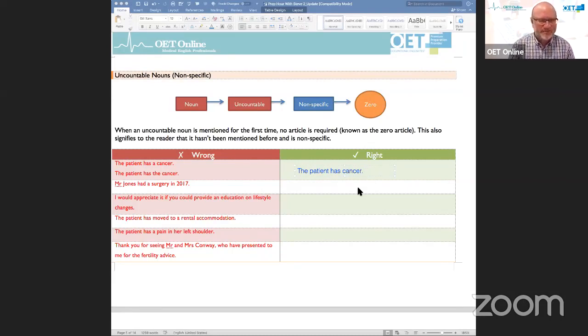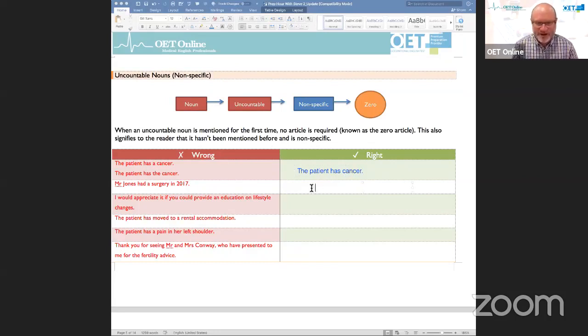What's the issue here? Mr. Jones had a surgery in 2017. I see that written a lot, but it's incorrect. I would appreciate if you can provide an education on lifestyle changes. The patient has moved to a rental accommodation. The patient has a pain in her left shoulder. Thank you for seeing Mr. and Mrs. Conway, who have presented to me for the fertility advice.